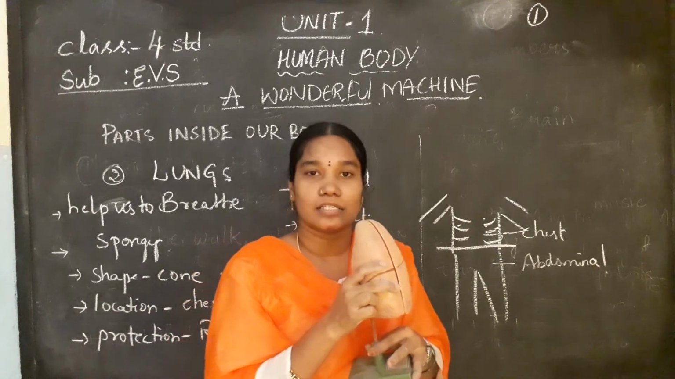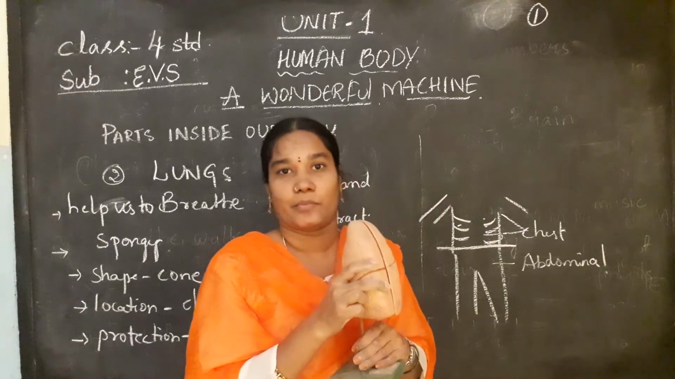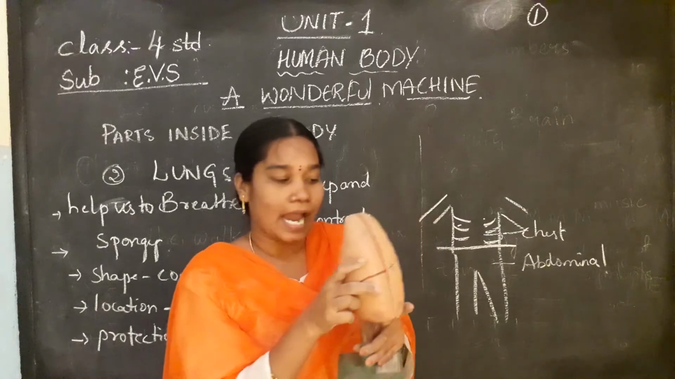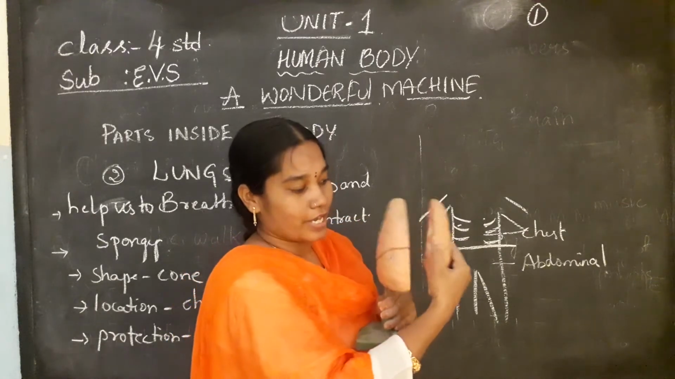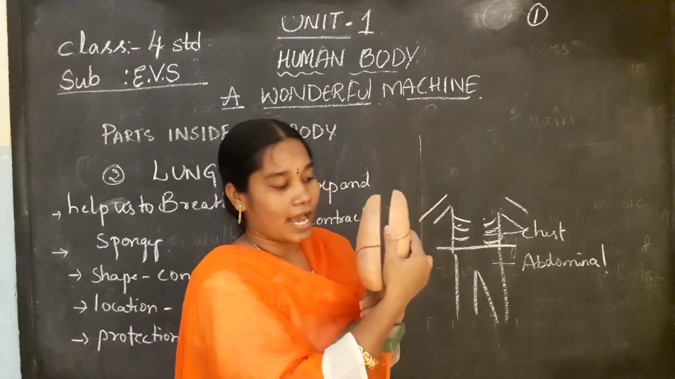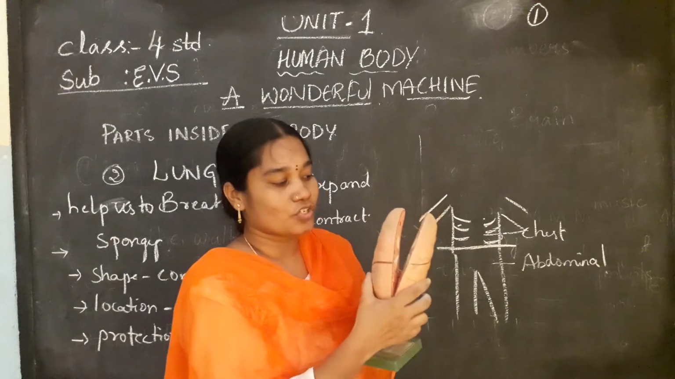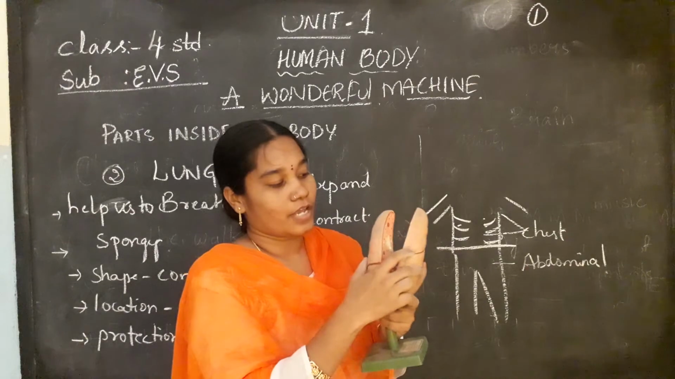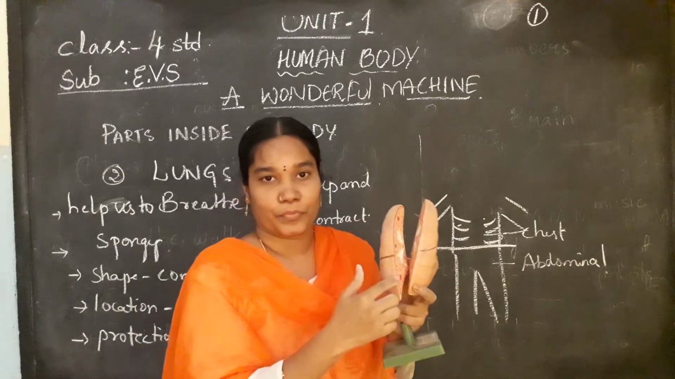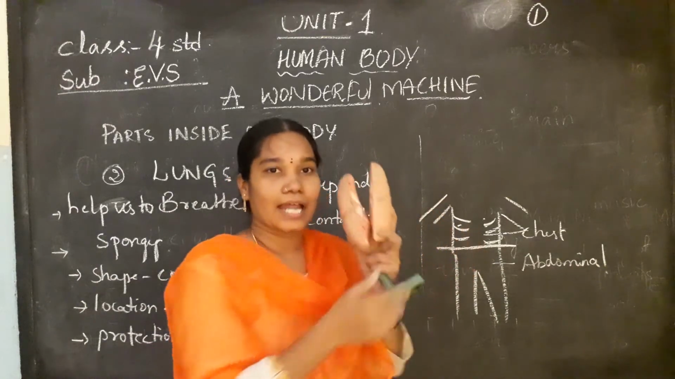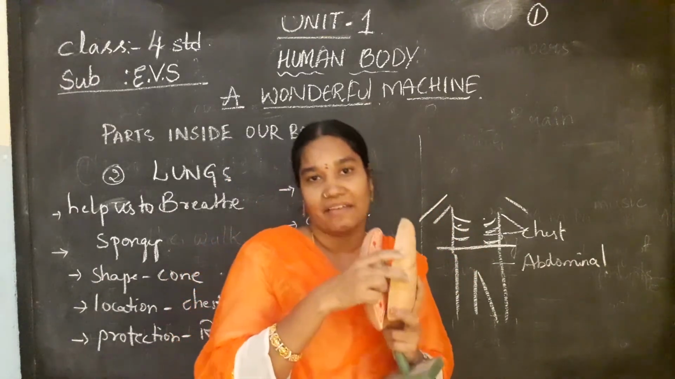In higher classes, you are going to learn the details about the lungs and their parts. So these are the lungs, and they are divided into left and right. They are spongy in nature and cone shaped. See this, they are cone shaped. These lungs are protected by the rib cage, and they are present in the chest cavity.